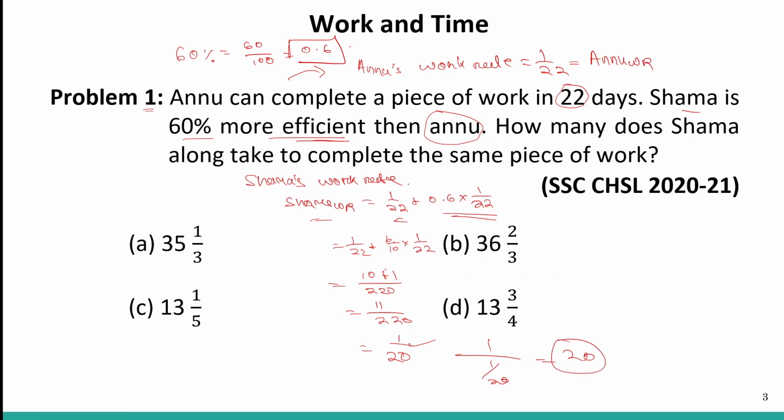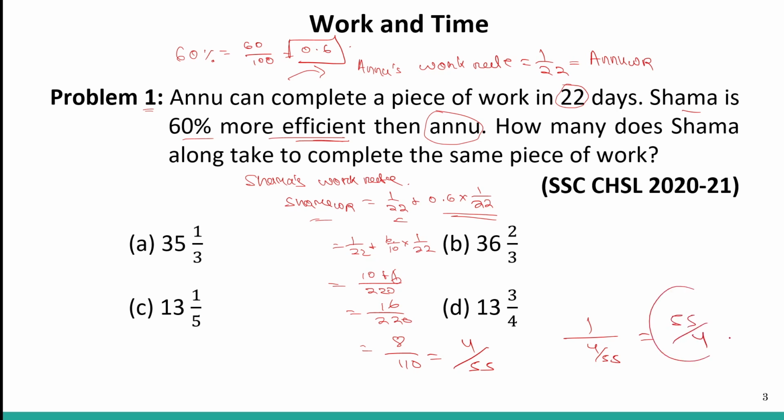Okay, I have made a slight mistake here. It is 6 right here, so it is not 11, it is 16. Let's compute it again. 16 by 220 will be 8 by 110, which is equal to 4 by 55. So she will take the reciprocal of this number, so 1 by 4 by 55 is nothing but 55 by 4. So 55 by 4 is the correct answer. This much amount of time she will take.